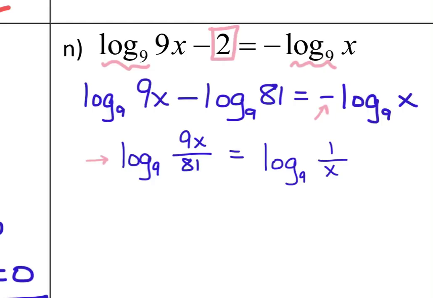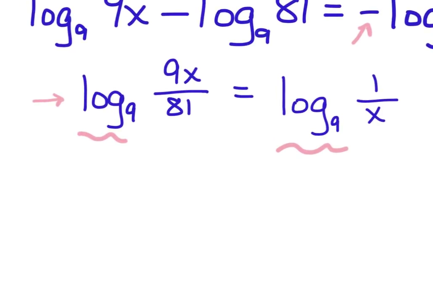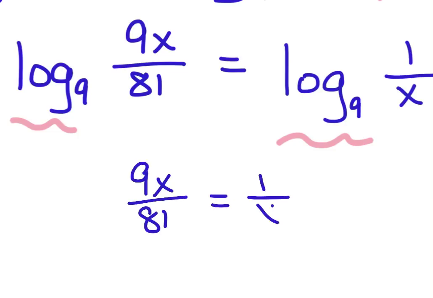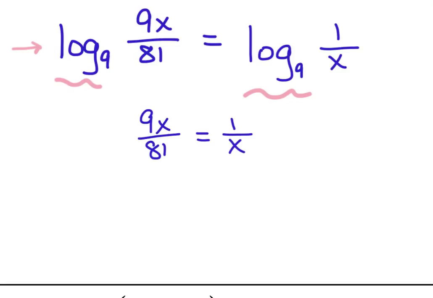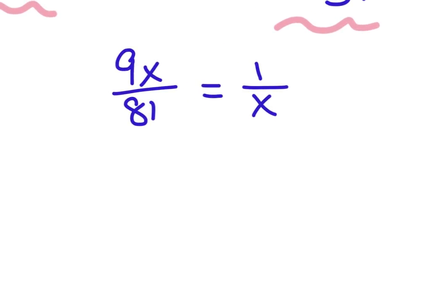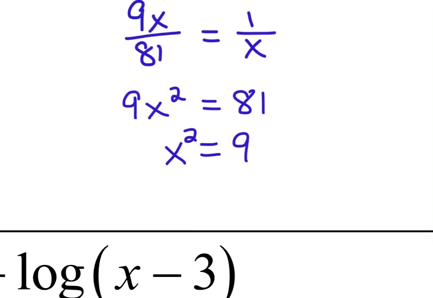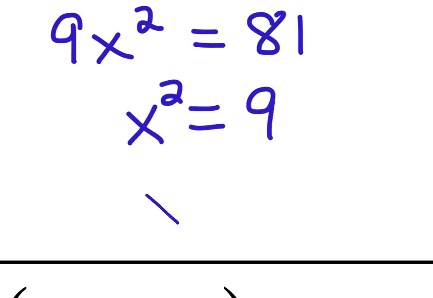Now, because I have a single logarithm equals a single logarithm, and neither of them have coefficients, I can just set the arguments equal to each other. So this whole problem becomes 9x over 81 equals 1 over x. I can solve that using cross products. So I'm going to multiply the 9x times x and get 9x squared, and 1 times 81 is 81. Divide both sides by 9, so x squared equals 9. And then x equals plus or minus 3.